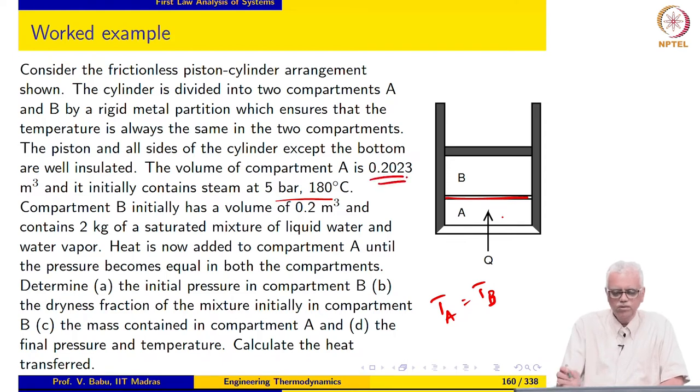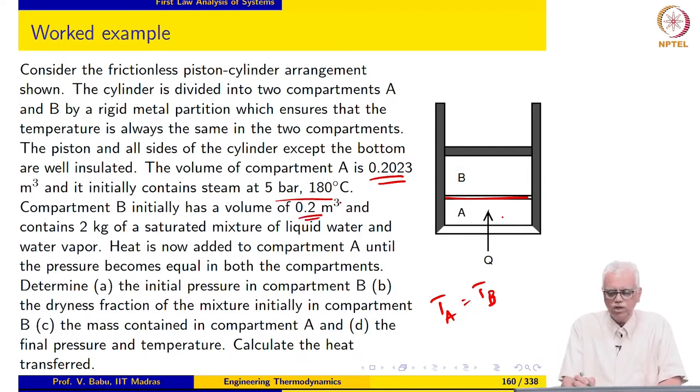Okay, so the volume is also given. Notice that the volume of compartment A is given to be 0.2023 meter cube, and as the process takes place, the volume of compartment A remains the same because the metallic partition is rigid and remains so. So the working substance in A undergoes a constant volume process. That much we can infer from the given information.